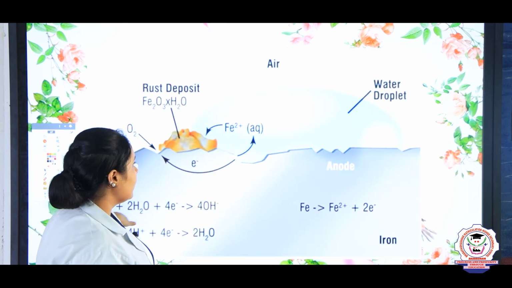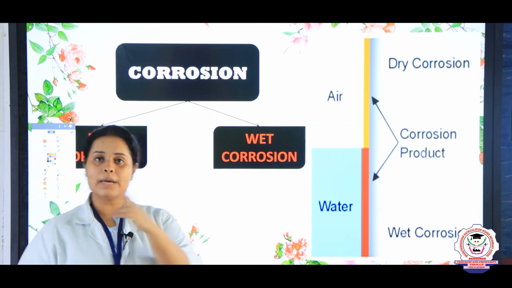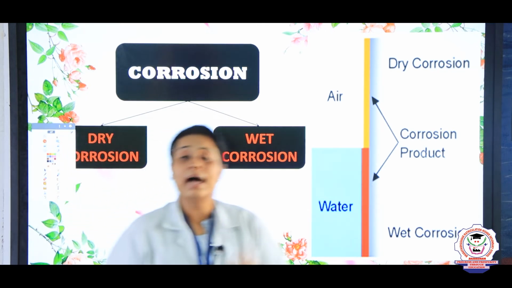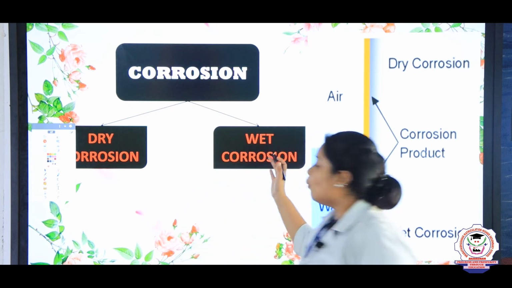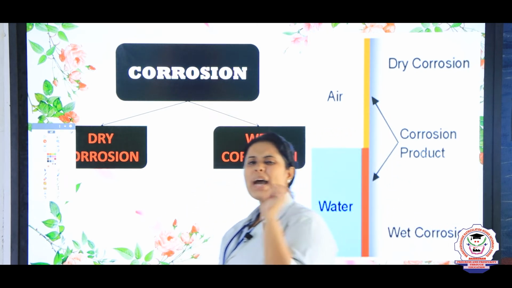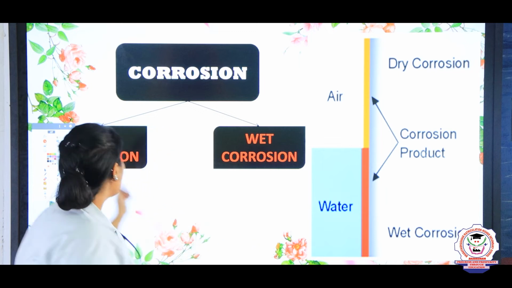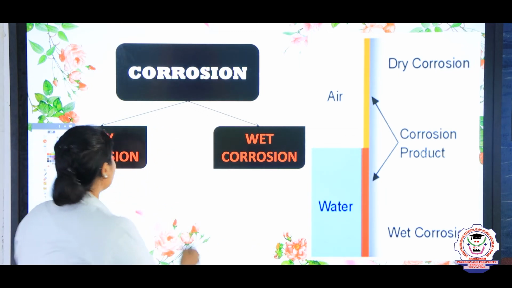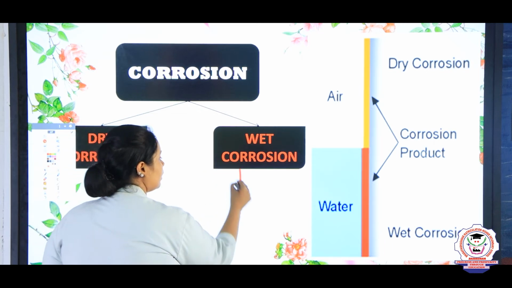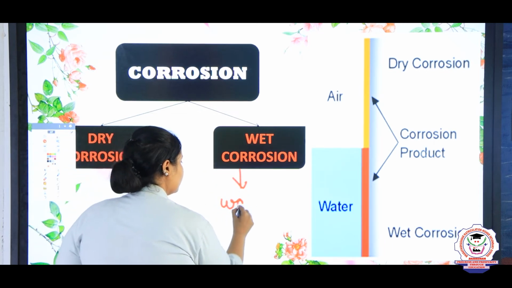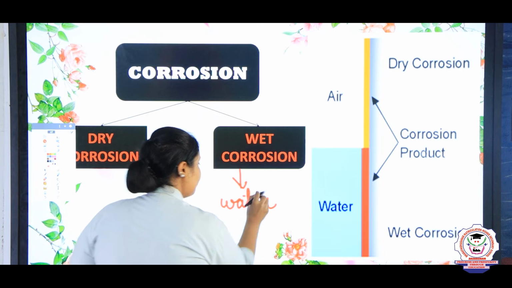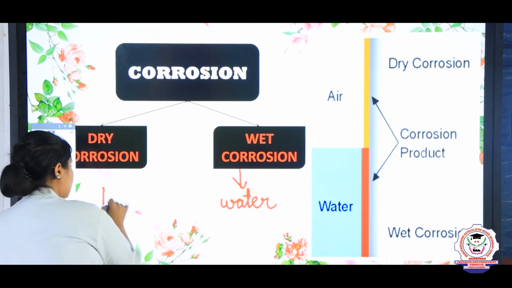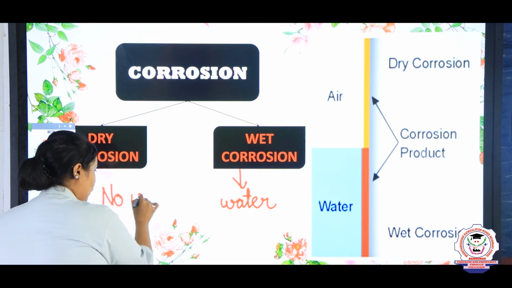Okay? After that there are two types of corrosion. One corrosion is known as dry corrosion and another one is known as wet corrosion. So only minor differences there in this. In this you will see that there will be water molecules present. What will be there in the wet corrosion, children? Water molecules. Same way in dry corrosion there will be no water.